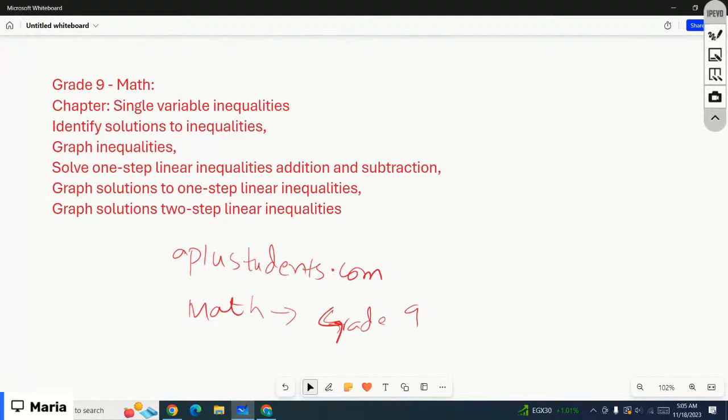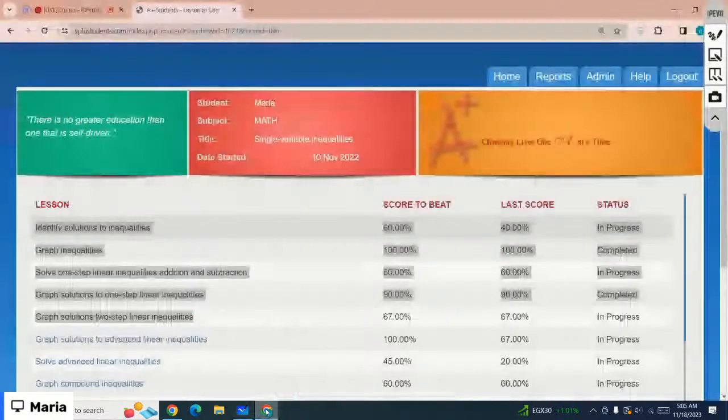We're going to start with the chapter single variable inequality. And the lessons we're going to cover today are identify solutions to inequalities, graph inequalities, solve one-step linear inequalities addition and subtraction, graph solutions to one-step linear inequalities, and graph solutions to two-step linear inequalities. Let's start with the first lesson, that is identify solutions to inequalities.